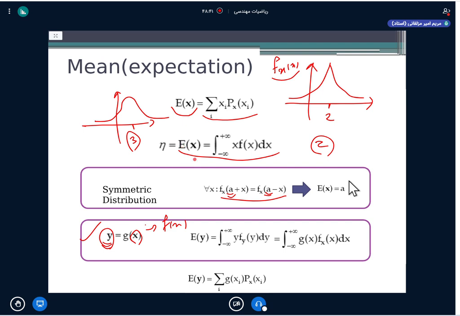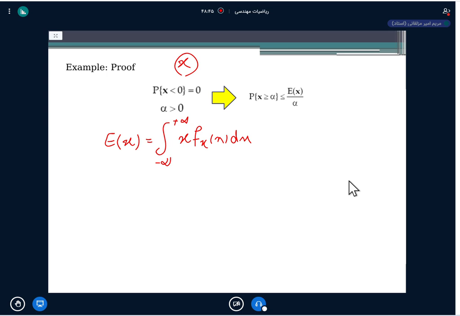From this slide, we know that the expectation of X is equal to this. So we write this. Also, the example tells us that the probability that X is less than 0 is equal to 0. So X is not negative. So the PDF of X for negative values is equal to 0.